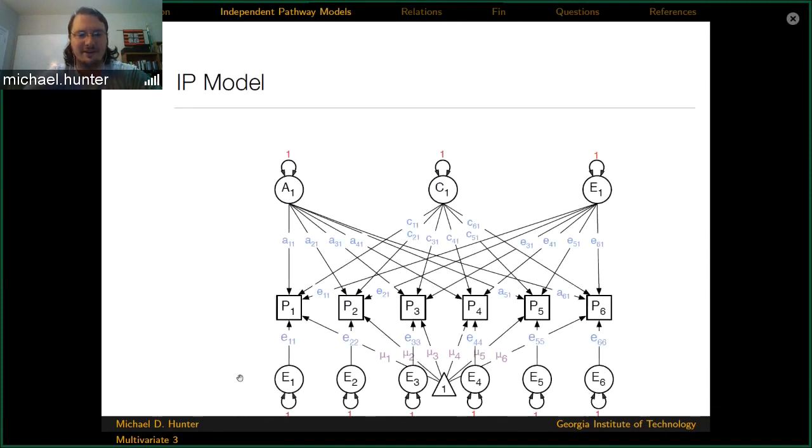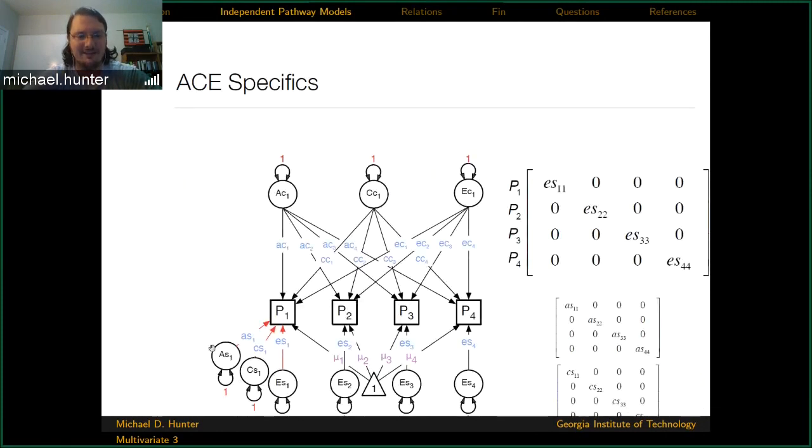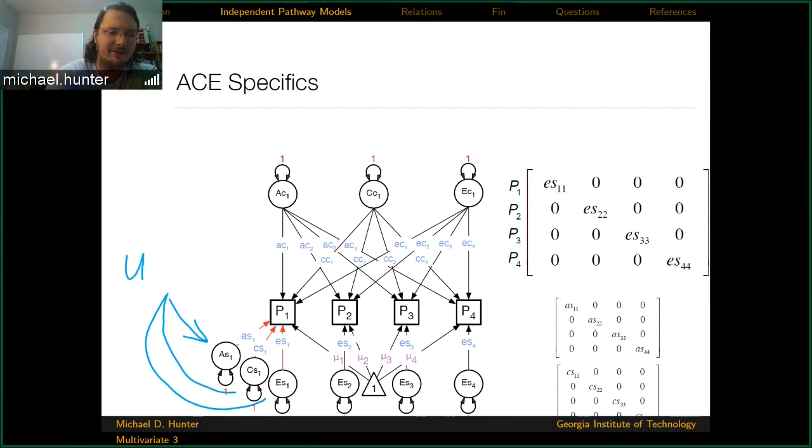For readability, we often omit this structure down here, but essentially you end up with this component down here. These three together end up being what I called before the uniquenesses for the A, C, and E components, which are almost always going to be diagonal.